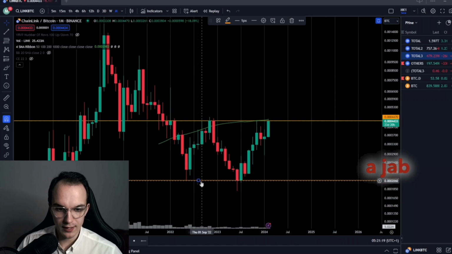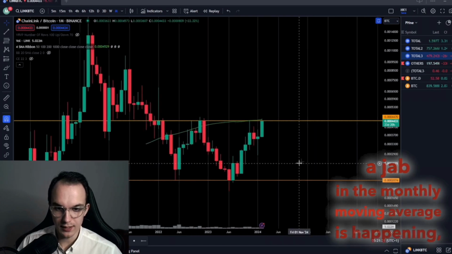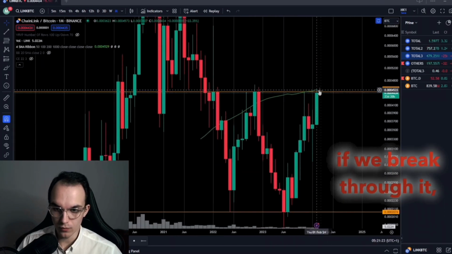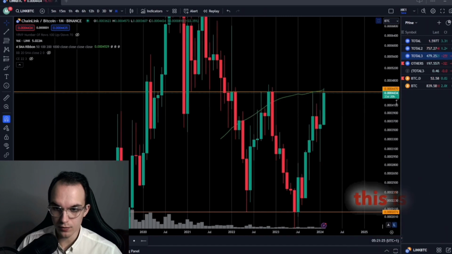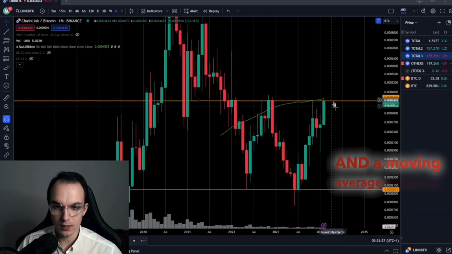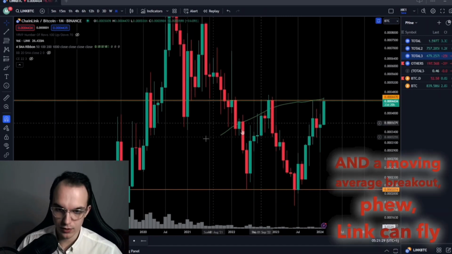We've got a test of the monthly moving average happening. If we break through it, there are two factors: this is a double bottom and a moving average breakout. Link can fly like a rocket.